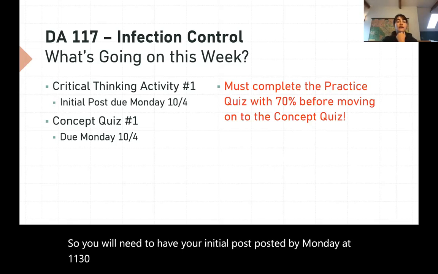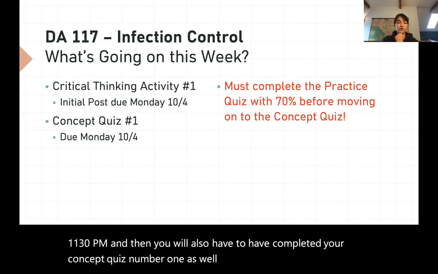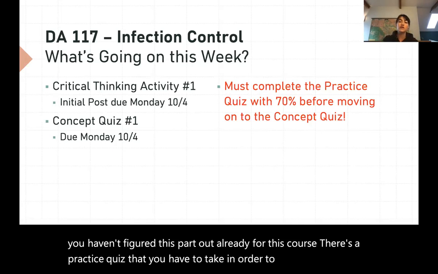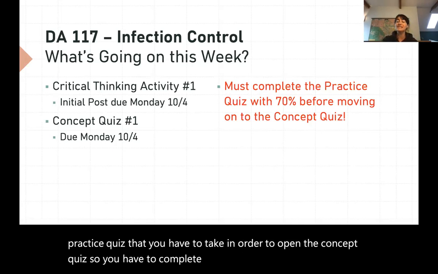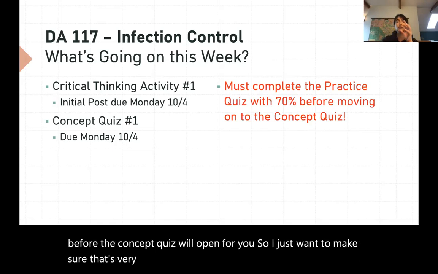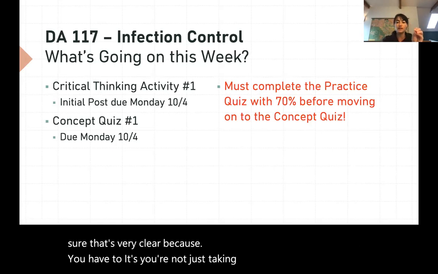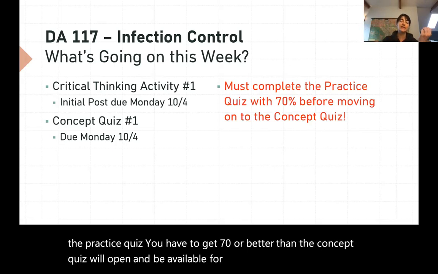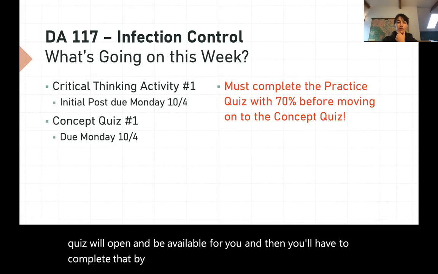And then you will also have to have completed your concept quiz number 1 as well. I just want to let you know, in case you haven't figured this out already, for this course there's a practice quiz that you have to take in order to open the concept quiz. You have to complete the practice quiz with at least 70% before the concept quiz will open for you. So I want to make sure that's very clear: you take the practice quiz, you have to get 70% or better, then the concept quiz will open and be available for you. And then you'll have to complete that by Monday. Does that make sense to everyone?